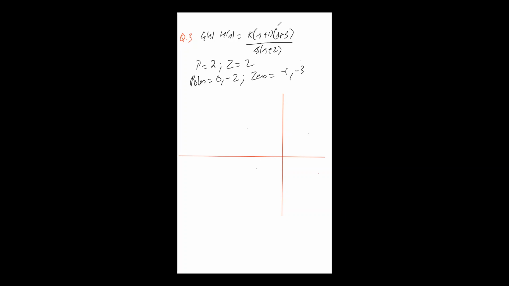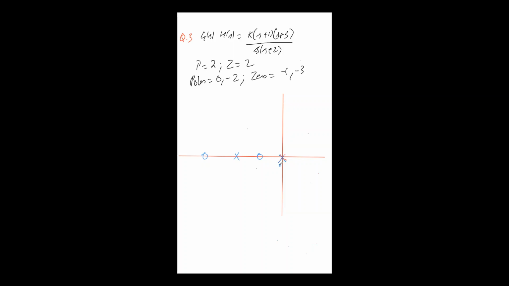Now quickly draw the location of poles and zeros. Poles are present at s is equal to 0. At s is equal to 0, one pole is there. At s is equal to -1, one zero is there. A pole is there at s equal to -2, and a zero is there at -3.